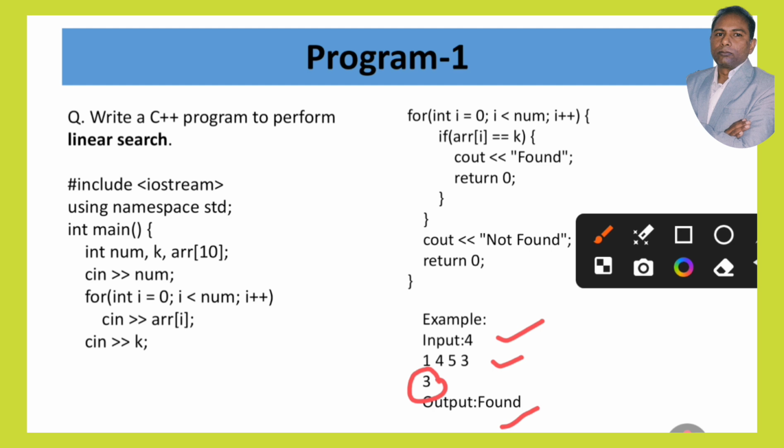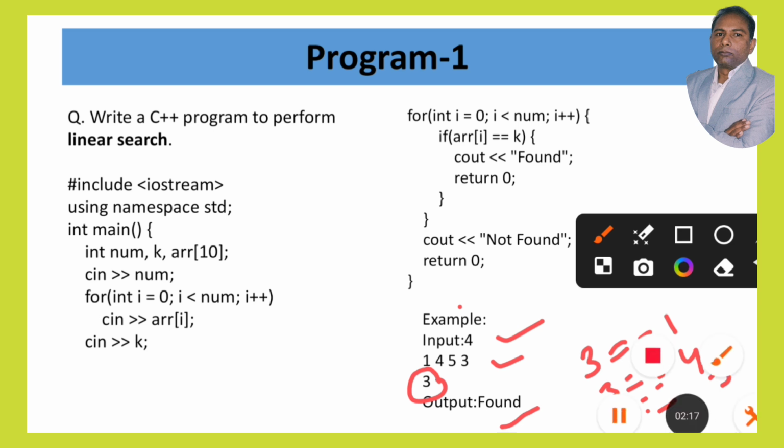So we will compare this 3 with the elements one by one. First we will compare whether 3 is equal to 1 or not. Then we will compare whether 3 is equal to 4 or not. Then whether 3 is equal to 5 or not. Then whether 3 is equal to 3 or not. So like this we will be comparing the key element, and if it is found, then we will display that the element is present in the array. So this is known as linear search.